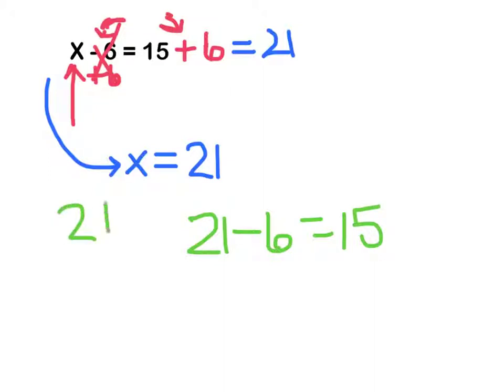So 21 minus 6, regroup, got 11, and we got 5, bring down our 1. Guess what? We did it right. That's how you solve an equation for a variable.